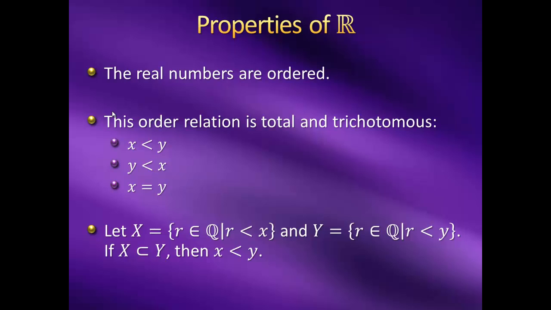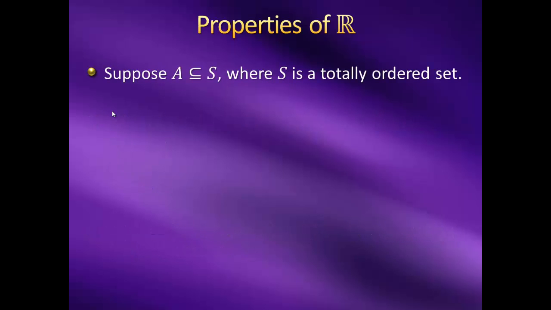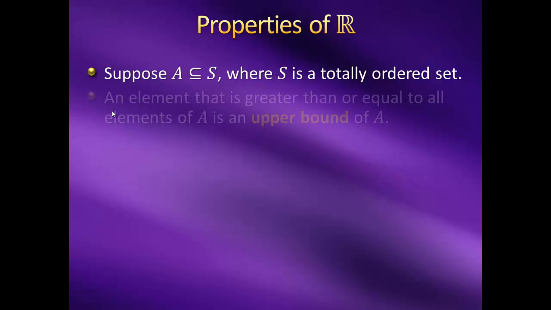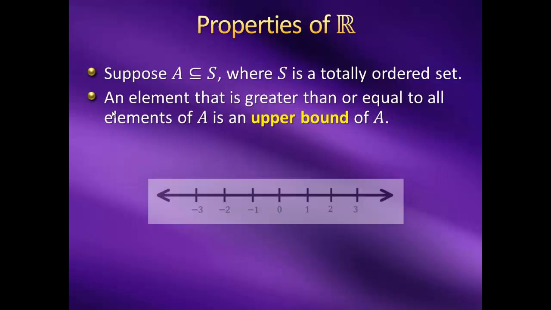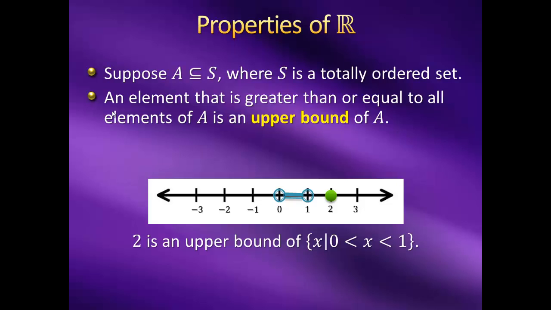To talk about one more useful property of the real numbers, and perhaps one of the most important, we first need to define a few more concepts. Suppose we have a set A that's a subset of a totally ordered set S. If we can find an element of S that is greater than or equal to every element of A, then we call this an upper bound of A. So for example, consider the set of all rational numbers between 0 and 1, excluding 0 and 1 themselves. We would say that 2, for example, is an upper bound of this set.